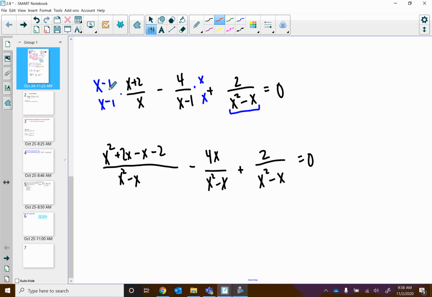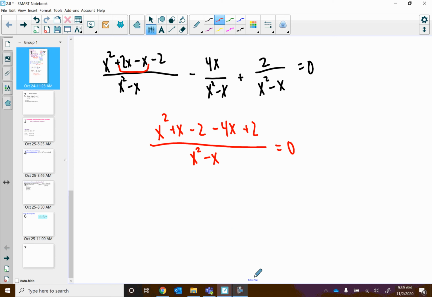We can continue by adding the numerators. So we would get x squared plus x, I'm adding these two together, minus 2 minus 4x plus 2, all over x squared minus x is equal to 0. I can simplify a little bit more, right? X squared minus 3x, all over x squared minus x is equal to 0.